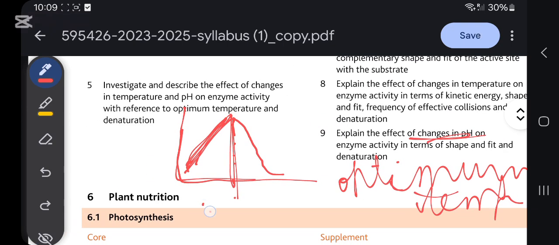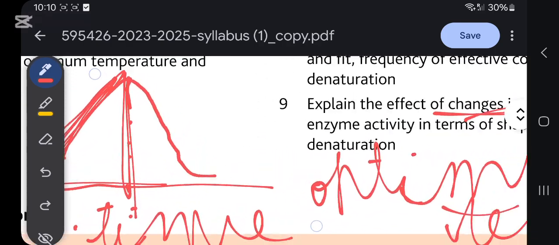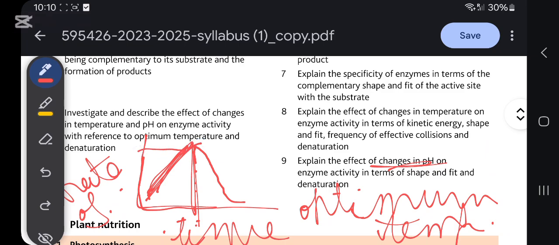Basically this is time, and this is the rate of reaction. When the optimum pH is reached, it's the maximum rate of reaction. The optimum pH or optimum temperature is when the enzyme works the best, and it is at this point on any pH or temperature graph. And it's different for every enzyme.